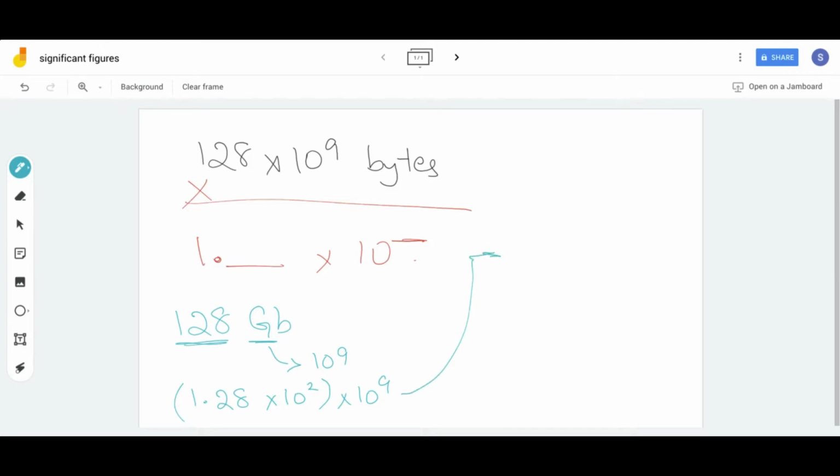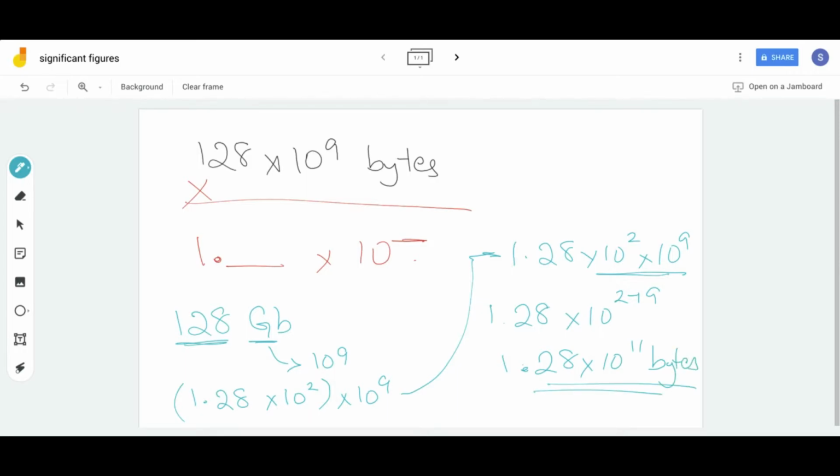Now, mathematically, what you can do is 1.28 into 10 raised to the power of 2 into 10 raised to the power of 9. When you've got the same base, you just need to add the powers. So you can write this as 1.28 into 10 raised to 2 plus 9, and you've got 1.28 into 10 raised to the power of 11 bytes. And that should be an accurate answer in scientific notation.